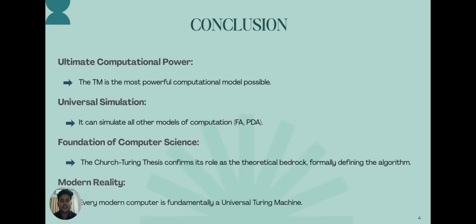As for the conclusion, we can say that the Turing machine is the most powerful computational model possible. It is used in universal simulations. It can simulate all other models of computation. It is the foundation of computer science. The Church-Turing thesis confirms its role as theoretical bedrock, formally defining the algorithm, and it is the pinnacle of modern computing. Every modern computer is fundamentally a universal Turing machine.